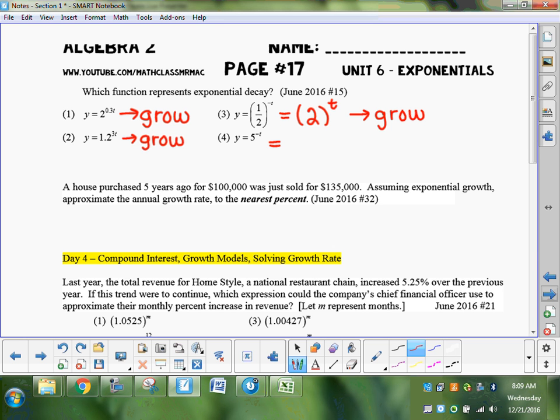1 over 5 raised to the t power. One of these is not like the other, and this is it. This is the one that's going to be decay. Do you know how you can tell what decay is going to be versus growth? Look at the base. What do you notice about the base in a decay versus a base in a growth?